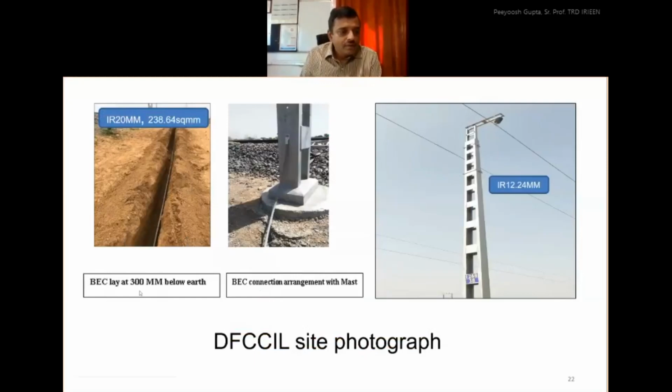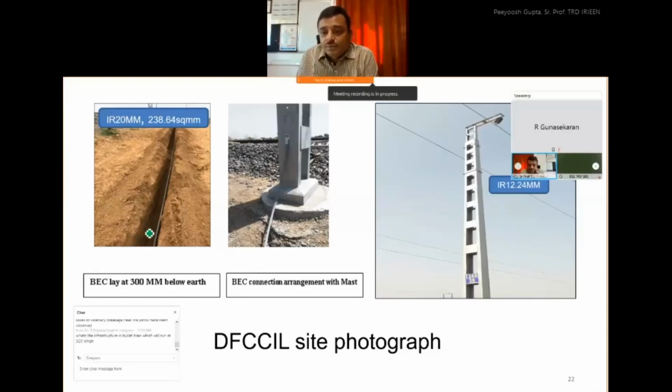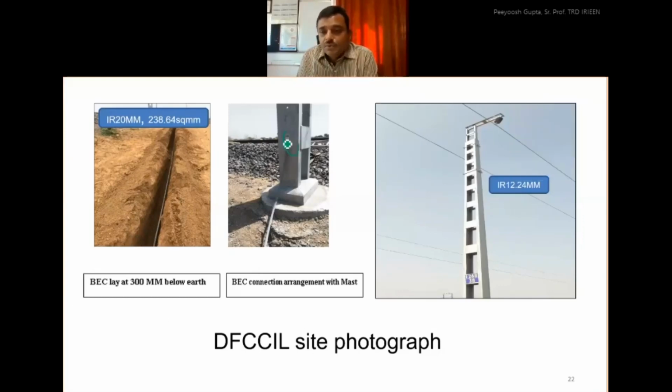So what I have done, I have collected photographs of DFCCIL to have a clear picture of how things would look. This is the buried earth conductor. Indian Railway is taking 20 mm solid diameter. The area would be 238.64 square mm, and it is being laid 300 mm below the earth. This is the arrangement of how we are connecting it.